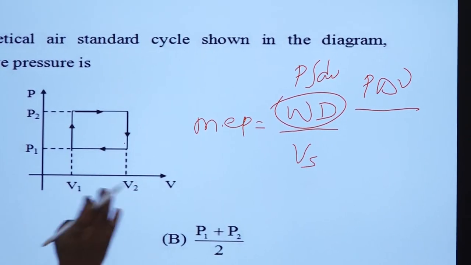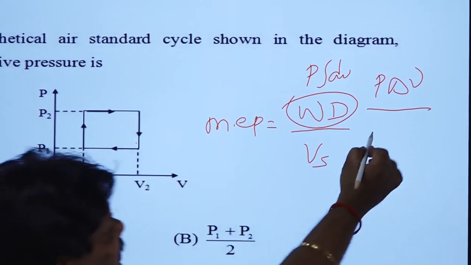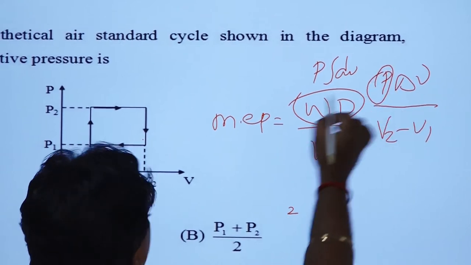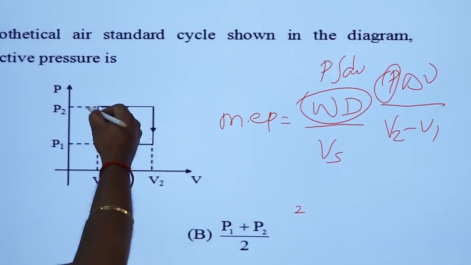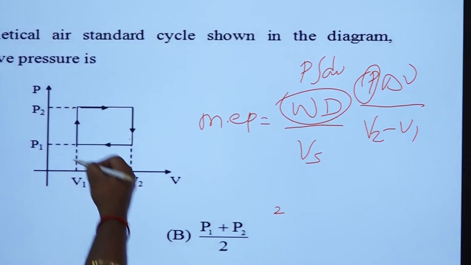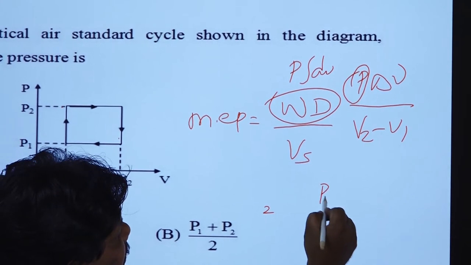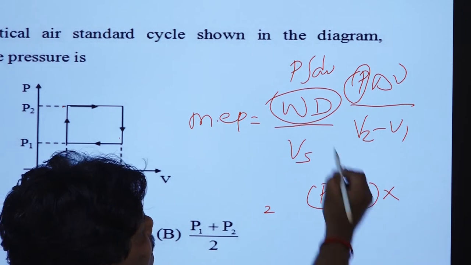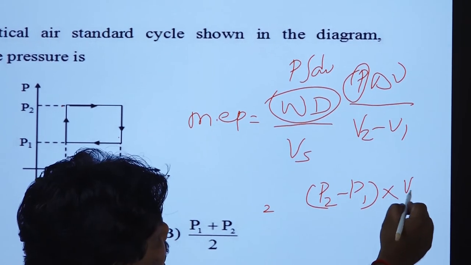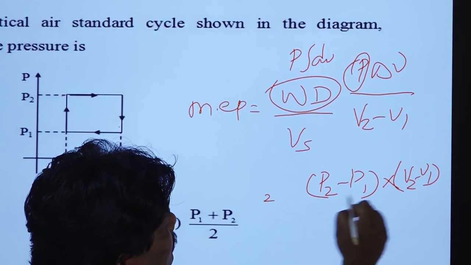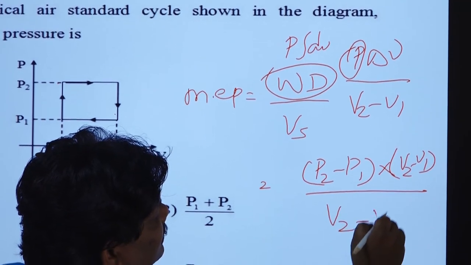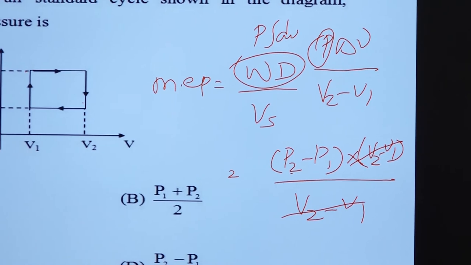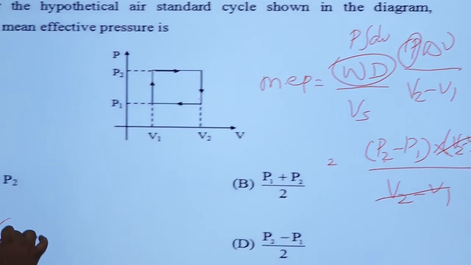Looking at this diagram, the stroke volume here is V2 minus V1. The pressure is changing from 1 to 2, so it is P2 minus P1, into the change in volume V2 minus V1, divided by V2 minus V1. These two get cancelled and you get P2 minus P1. So the answer is C.